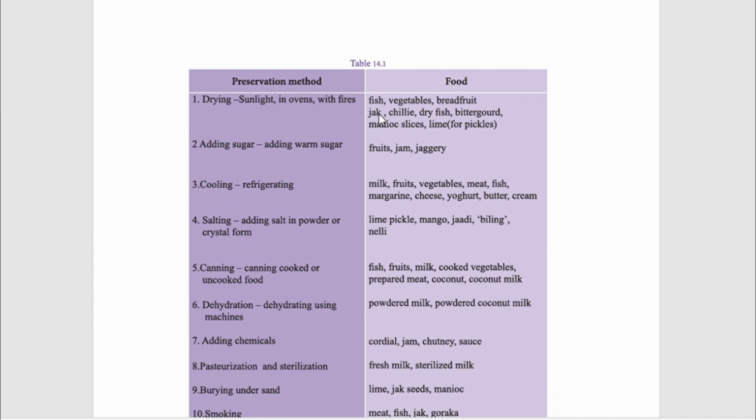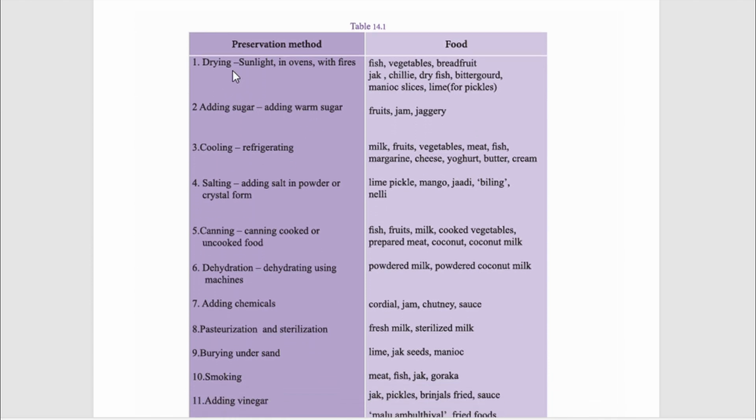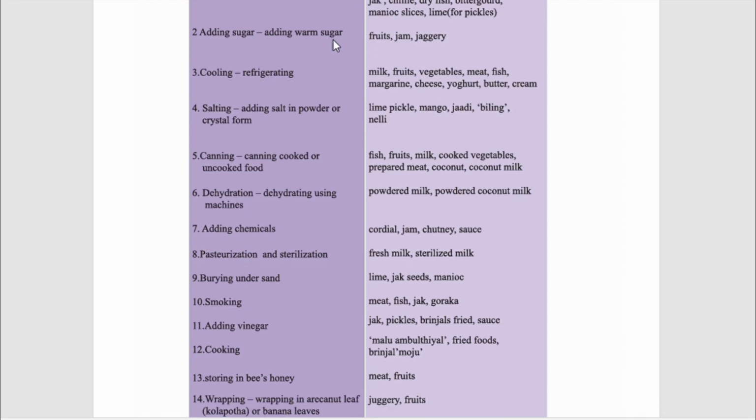Look at this. Drying in sunlight or in ovens with fires, like fish, we call dry fish. Vegetables, breadfruit, jack, chili, bittergourd, manioc slices, lime for pickles. Adding sugar, like fruits, jam, jaggery. Cooling, refrigerating milk, fruits, vegetables, meat, fish, and margarine, cheese, yogurt, butter, cream.